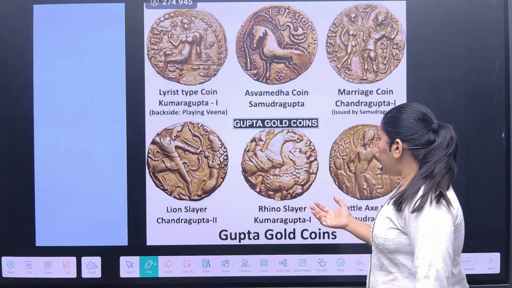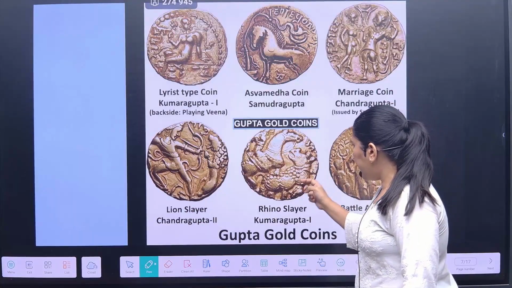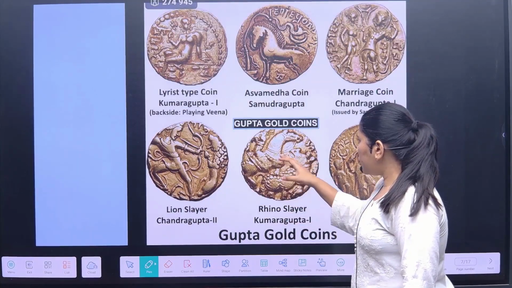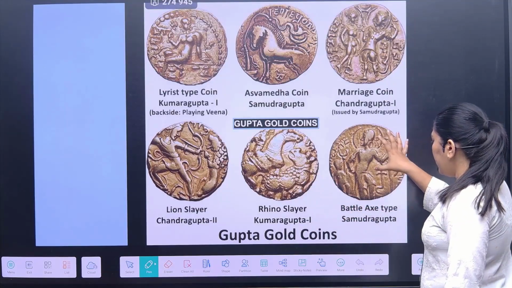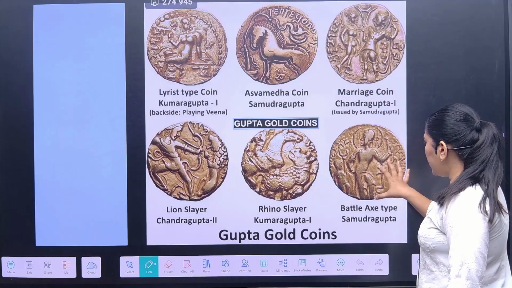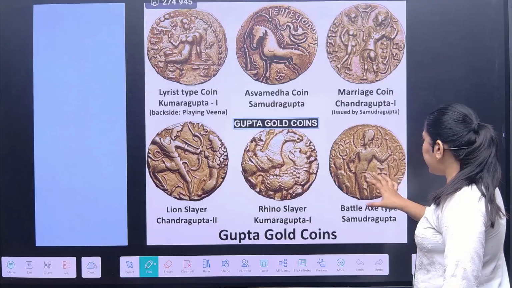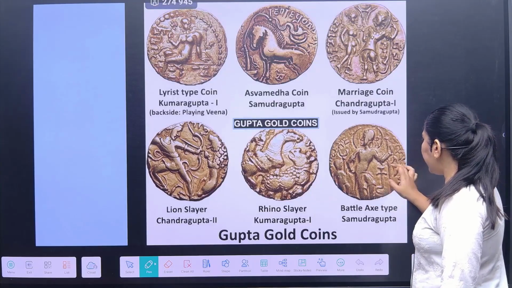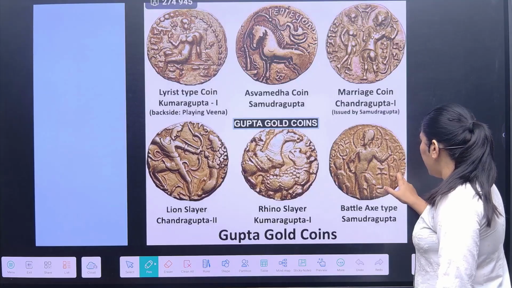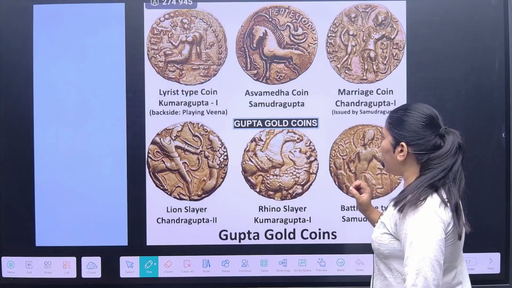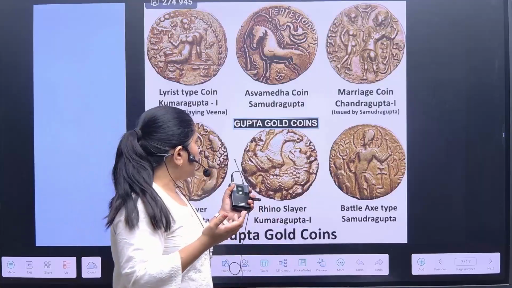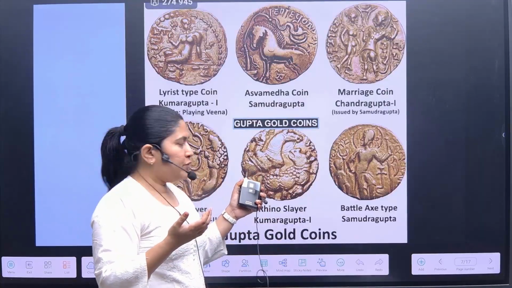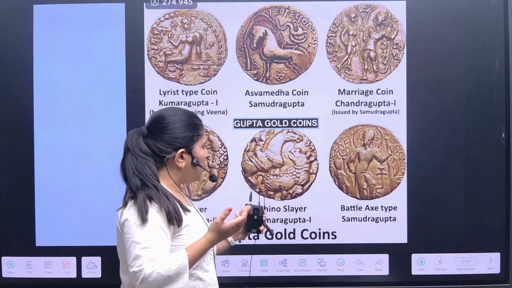After that, again the ruler is slaying a rhinoceros, especially Kumaragupta. Now this coin is about Samudragupta, who is in battle and uses an axe to slay the enemy. So this is the axe which slays the enemy in battle. Nearly each and every major ruler of the Gupta period was quite active, and they had their own interests which are depicted in the golden coins.